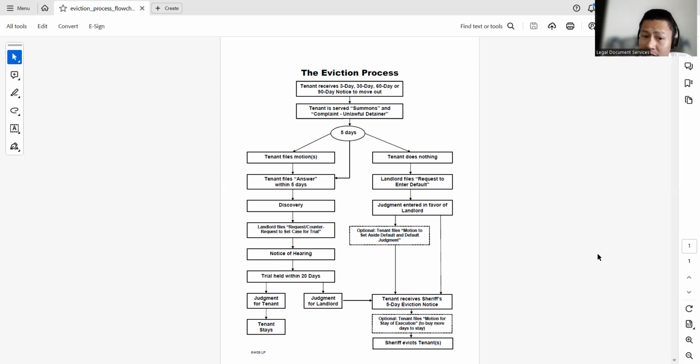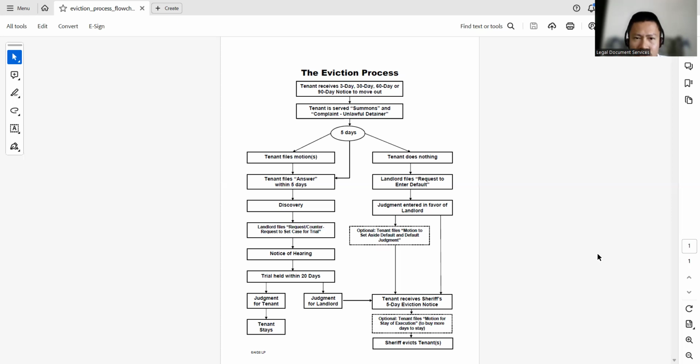If the default judgment has been entered in favor of the landlord, and the tenant doesn't file any other motions after that, then the tenant would receive the 5-day eviction notice from the sheriff. He still has the option to file the motion for stay of execution, but eventually would get evicted by the sheriff.